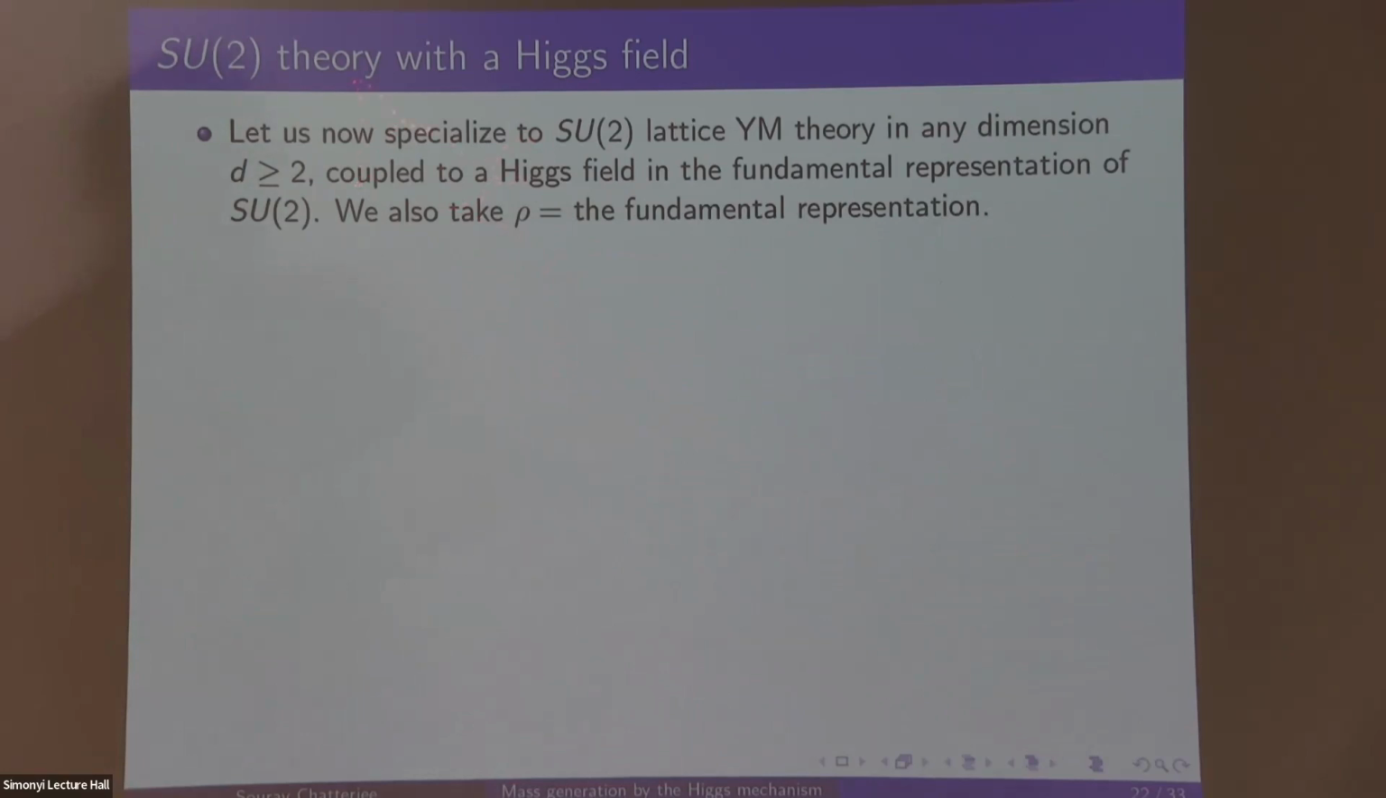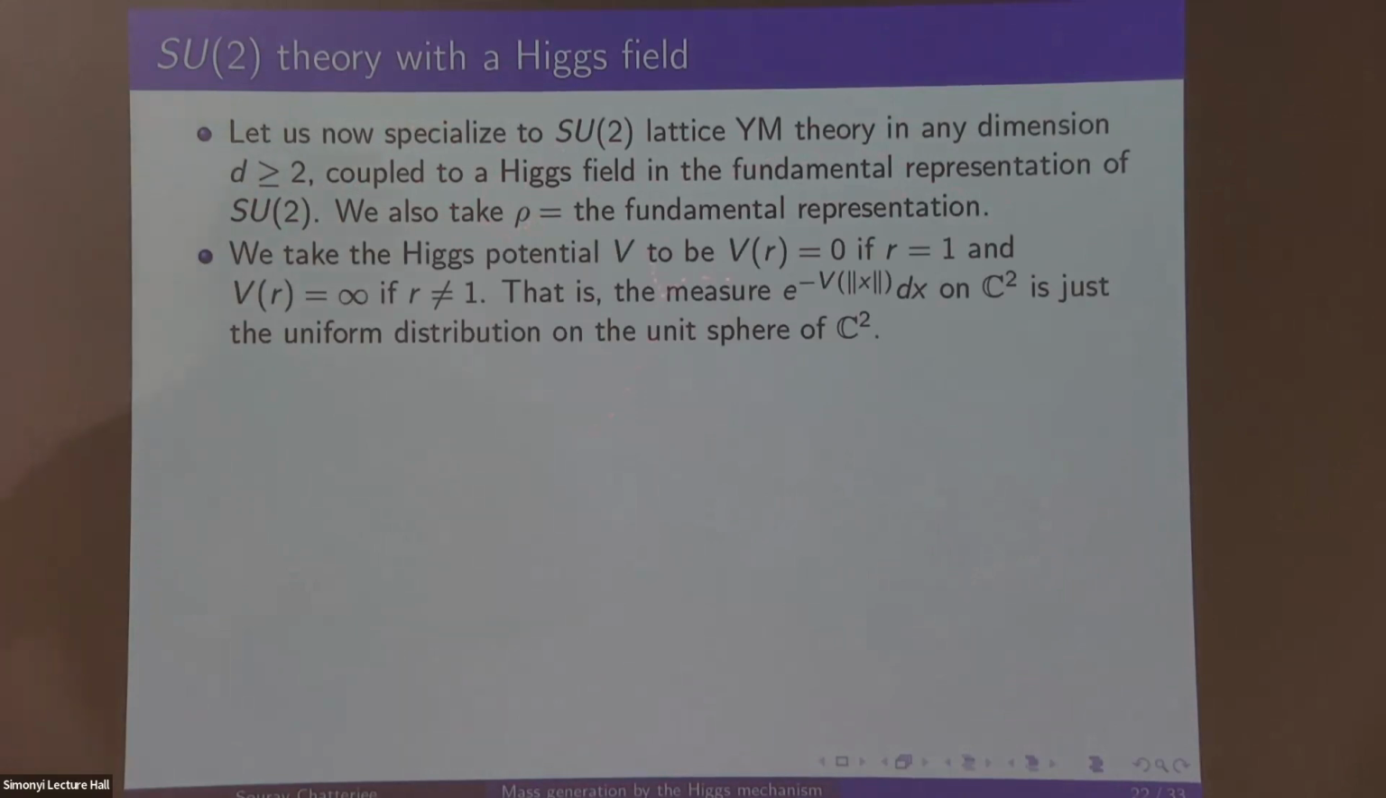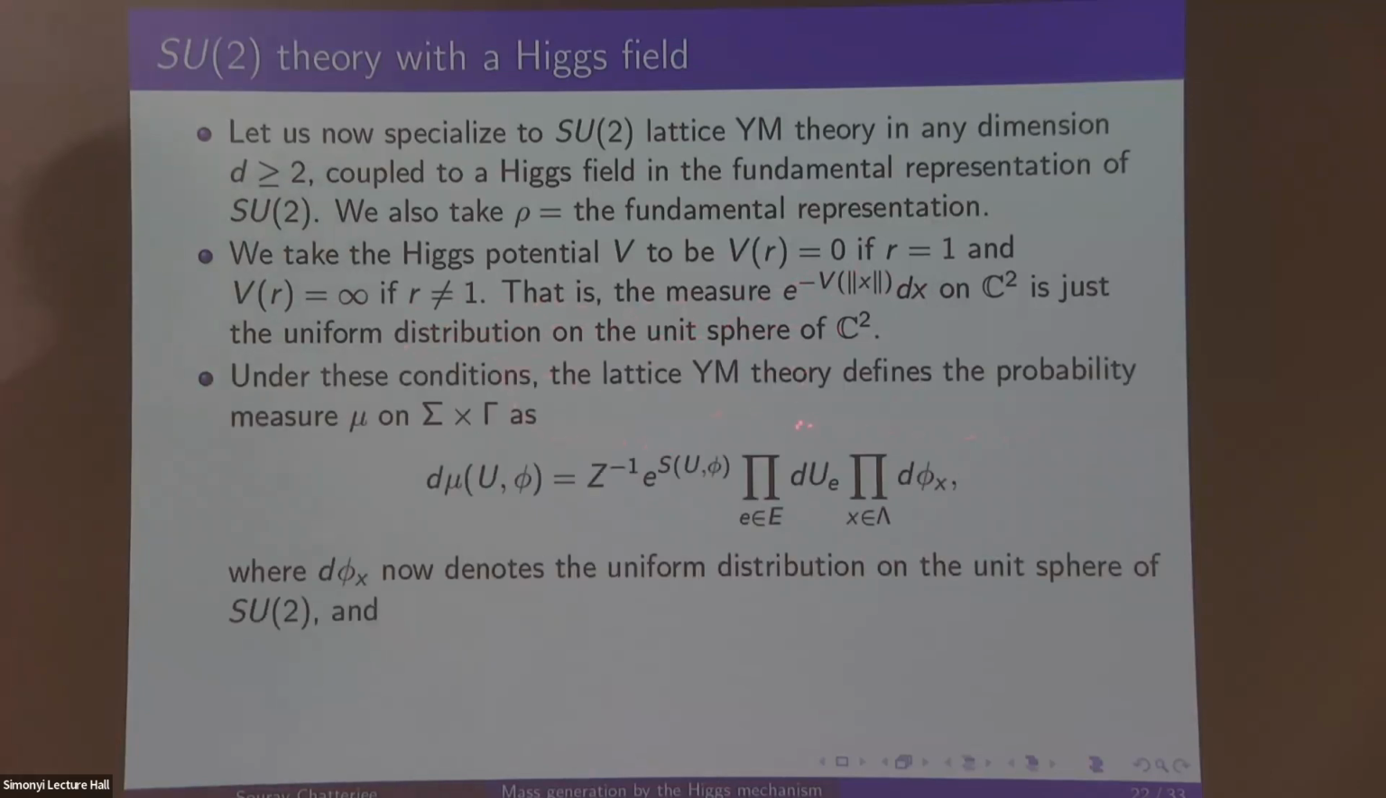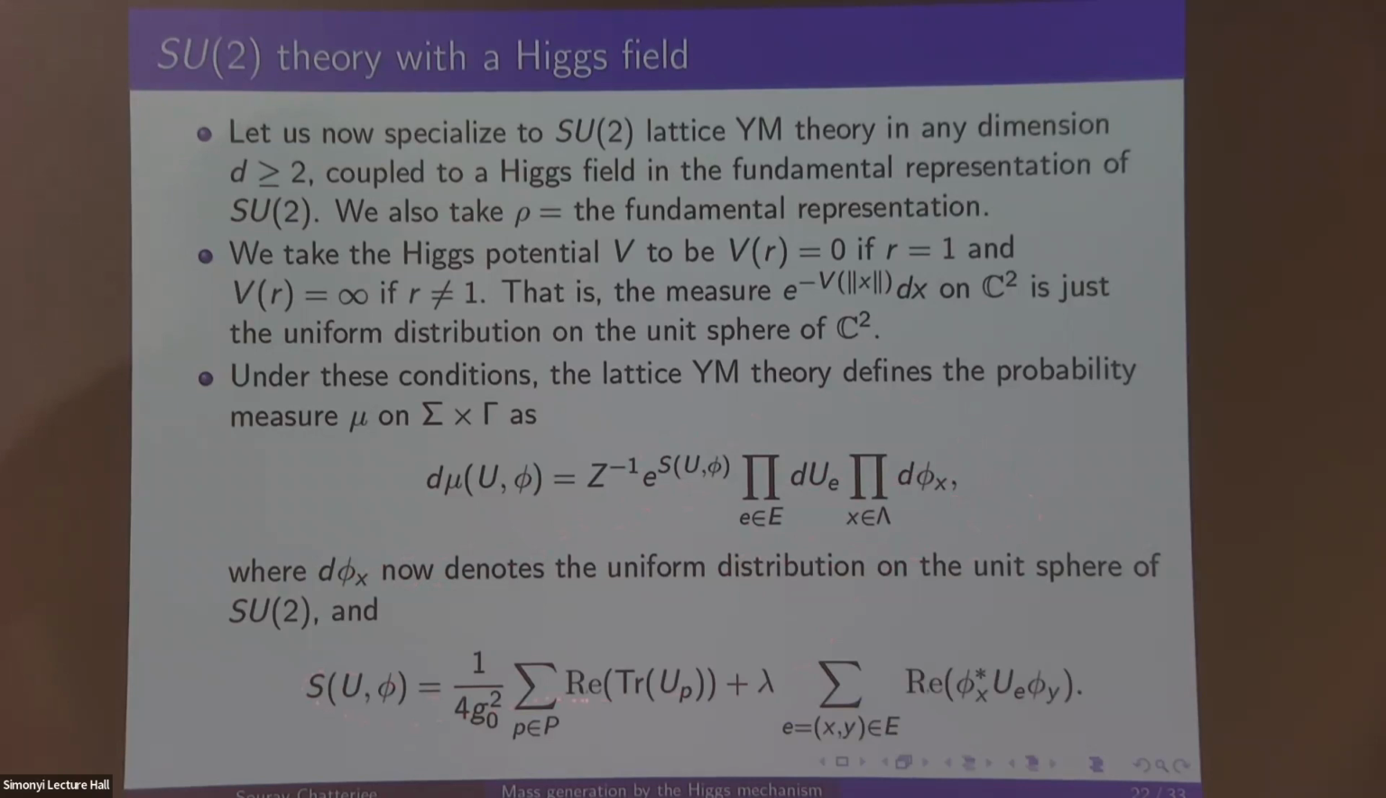Okay, so let's now specialize to SU2 theory in any dimension, coupled to a Higgs field in a fundamental representation of SU2. And you also take rho to be the fundamental representation. And you take V, the potential, to be 0 if R is 1 and infinity if R is not equal to 1. So this Higgs field is just uniformly distributed on the unit sphere. And under this condition, the lattice Yang-Mills theory defines a probability measure on a configuration space as follows, where this d phi now denotes uniform distribution on the unit sphere. There is no Higgs potential term because it has been absorbed in this.